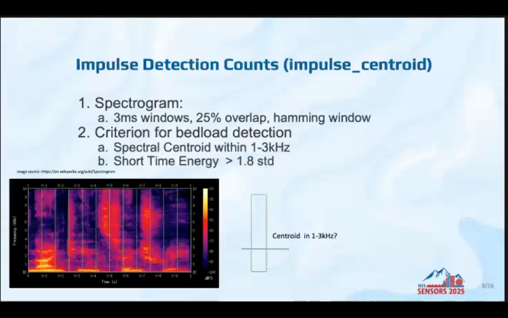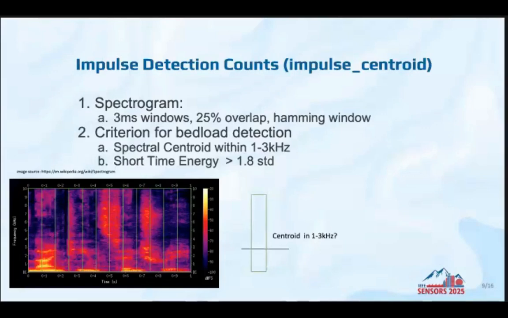Okay, so the first feature that I'm selecting for this type of analysis is an impulse detection method, which essentially takes a spectrogram with 3 millisecond windows and 25% overlap and a Hamming window, and then checks to see if the spectral centroid is between 1 and 3 kilohertz.